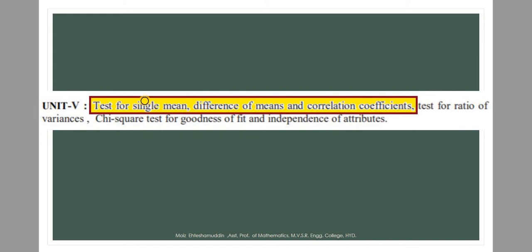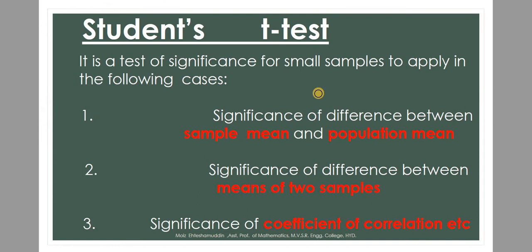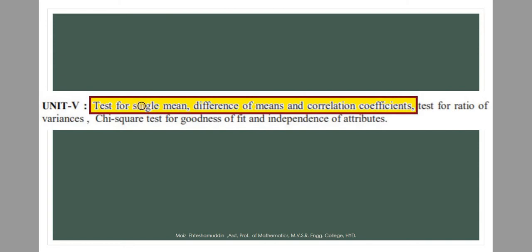In this Unit 5, the first three topics correspond to the t-test. This t-test is used in three particular situations, which are discussed here: testing of a single mean, difference of means, and correlation coefficients. The remaining topics are for other tests. We'll see them in the next sessions.